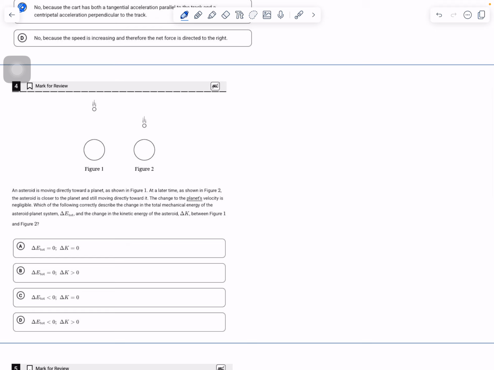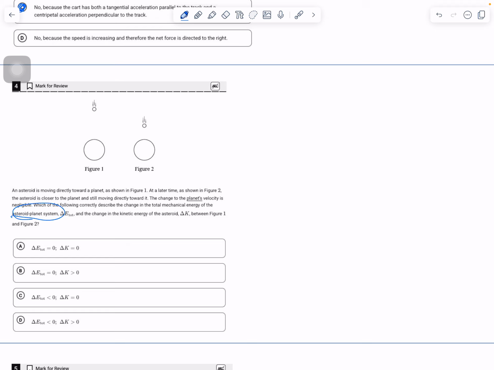Asteroid is moving directly toward a planet as shown in figure 1. At a later time, as shown in figure 2, the asteroid is closer to the planet, still moving directly towards it. The change to the planet's velocity is negligible. Which of the following correctly describes the change in the total mechanical energy of the asteroid-planet system?